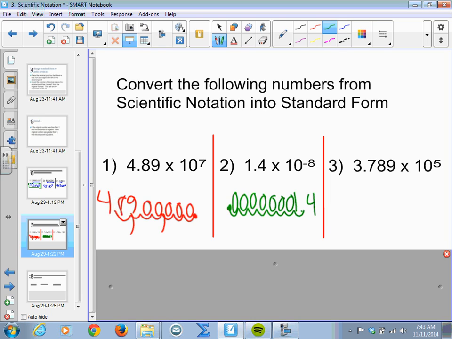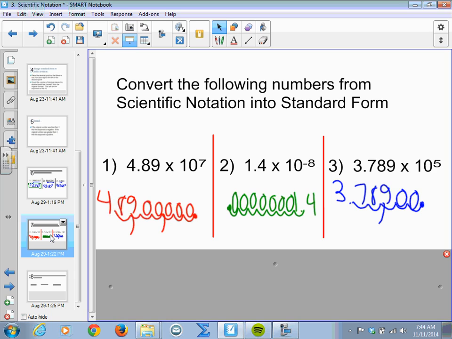And the last one, you want to try on your own if you haven't already been doing so. Original number written down. It moves 5 spots to the right because the exponent is positive. 1, 2, 3, 4, 5. Fill the zeros in. So that is scientific to standard form.